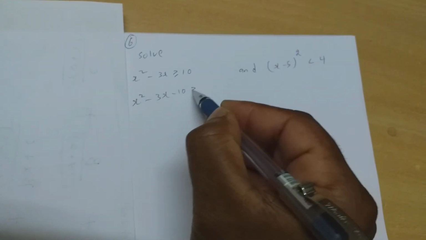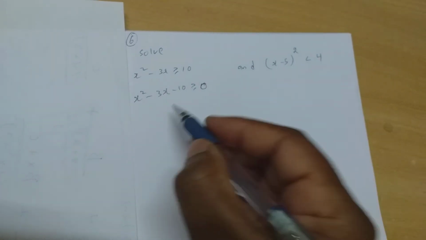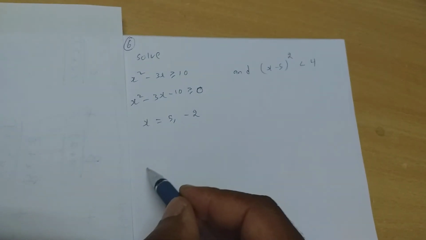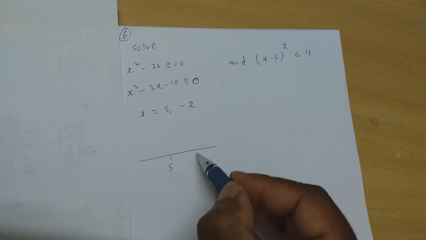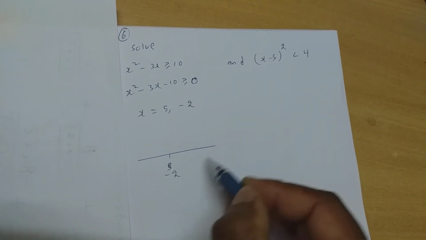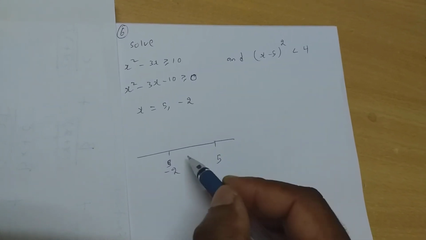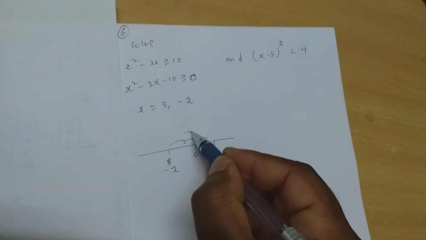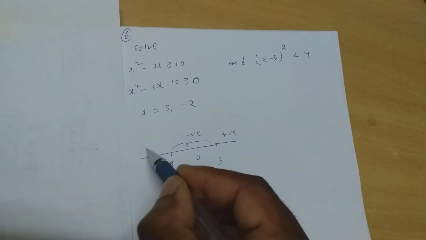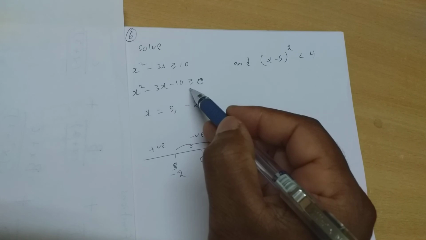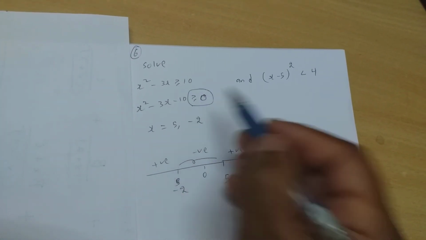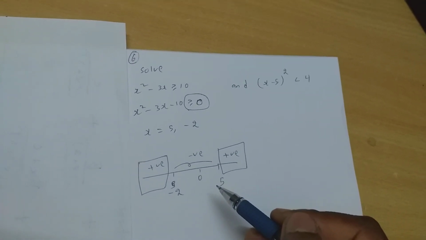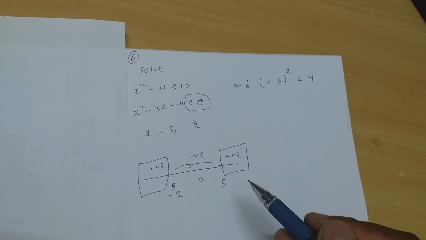3x minus 10 greater than or equal to 0. Solving x values, I will get 5 or minus 2. Place it on the number line. Here minus 2 and over here 5. In between them I get 0. If I place 0 I get negative, so that means here it is negative, here it is positive, and here also it's positive. My result should be greater than 0, means positive. So this and this is my answer for this one.